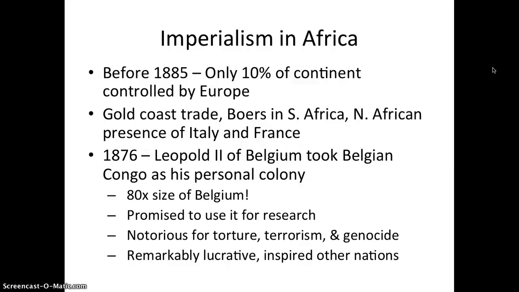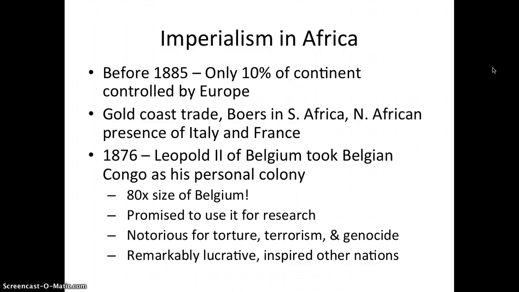In part three, we're going to talk about imperialism in Africa, which is, I think, what a lot of people think of when they think of the new era of imperialism. Something to consider: before 1885, only 10% of the continent of Africa was controlled by Europe. It was some trading on the Gold Coast. North Africa had a presence of Italians and French, and there were Dutch Boer farmers in South Africa. That's about it.